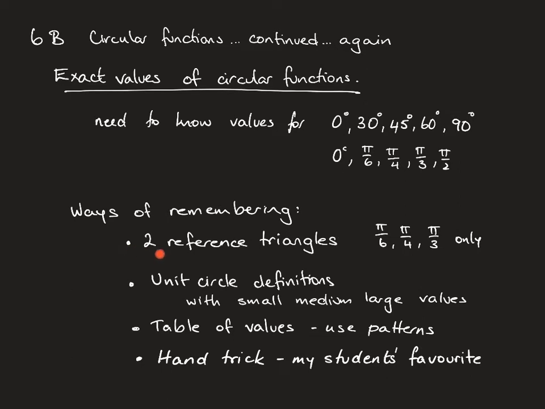So first, look at the 2 reference angles. These are only good for 3 out of the 5 angles that you need to remember. We'll look at the unit circle definitions with small, medium and large values for sine, cos and tan, and how that includes all the angles. We'll look at the table of values and use patterns to help us remember the table of values. And then finally, I'll show you the hand trick, which is my own students' favourite.